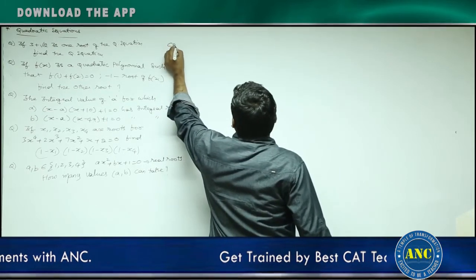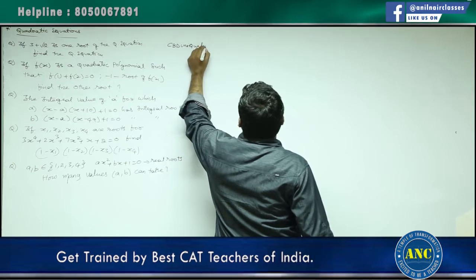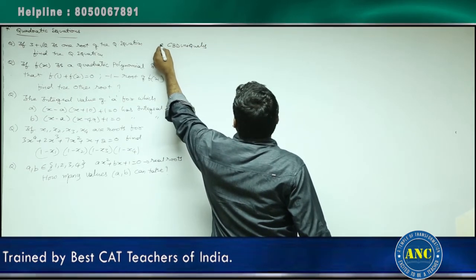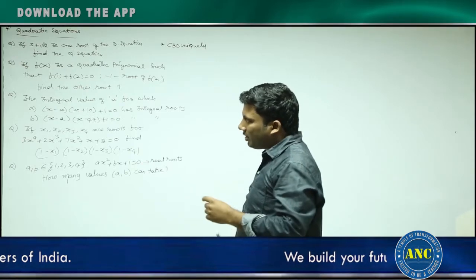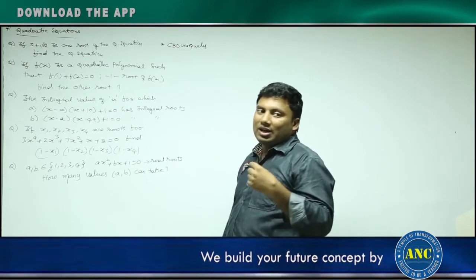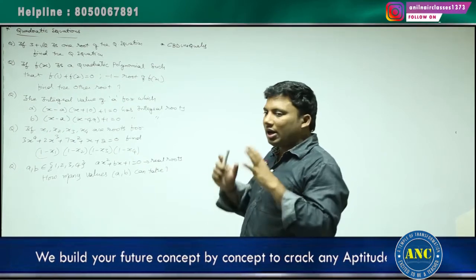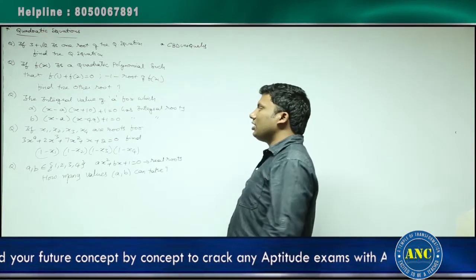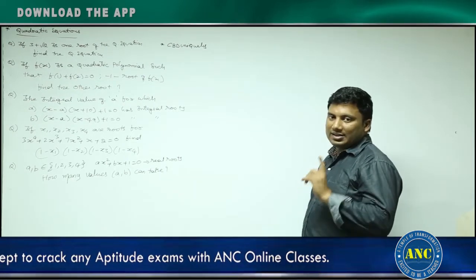Please put a star mark in the first question. Cannot be determined uniquely. If one root is 3 plus root 2, another root could be 3 minus root 2 or minus 3 plus root 2. So you cannot say that this is the only equation that is possible. First one. Clear, right? Second question.